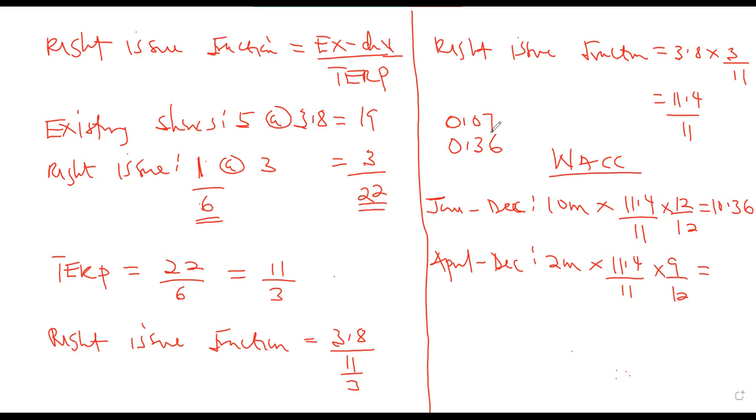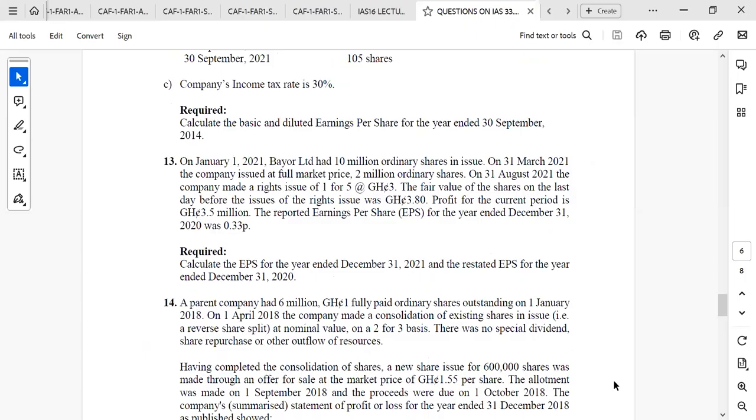One point five five. Okay. That's 1.5, okay, 1.55. Let's come to when the rights issue was made. The rights issue was made on 31st August. That would be September to December. Okay.